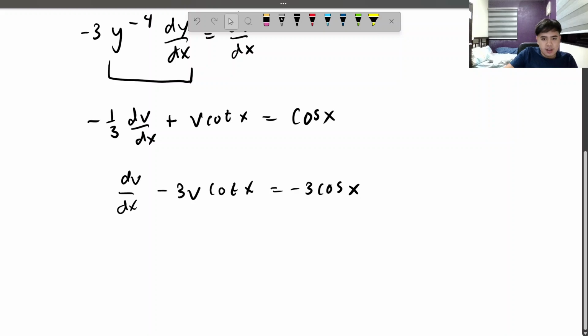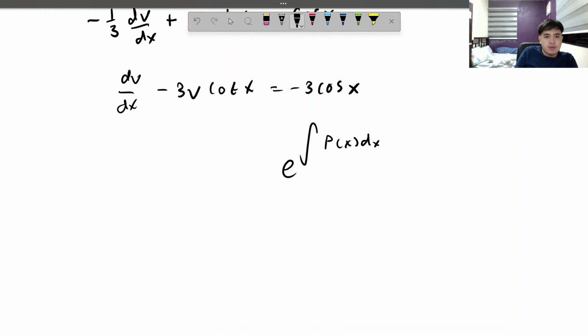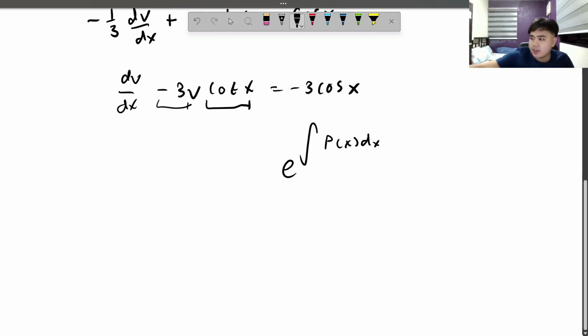Now, this is a linear differential equation. We can use the special integration factor, this one, again. So, what is the p of x here? It's negative 3 cotangent of x. So now that we've identified the functions that we need to integrate, we can put it here. So e to the integral of negative 3 cotangent x dx.